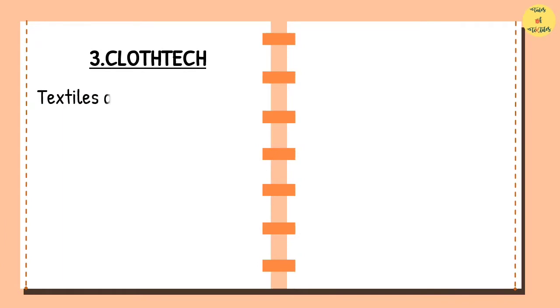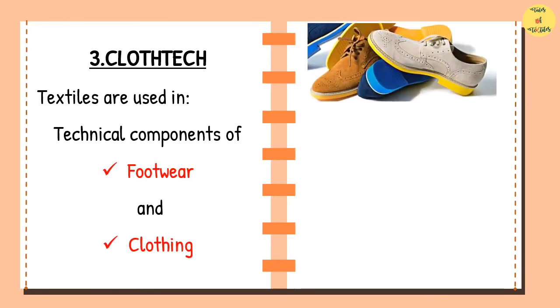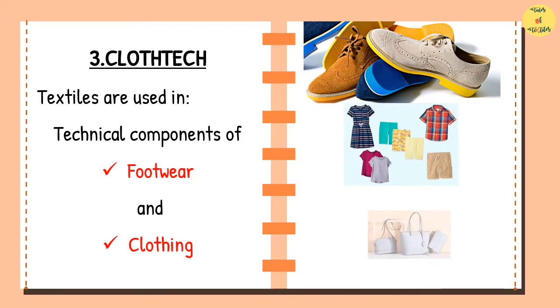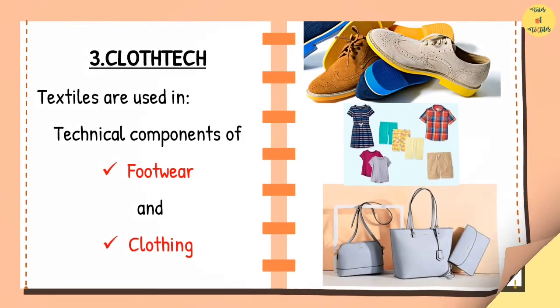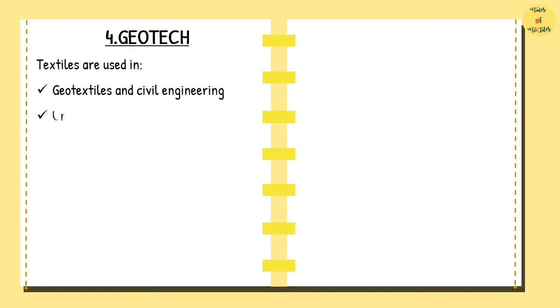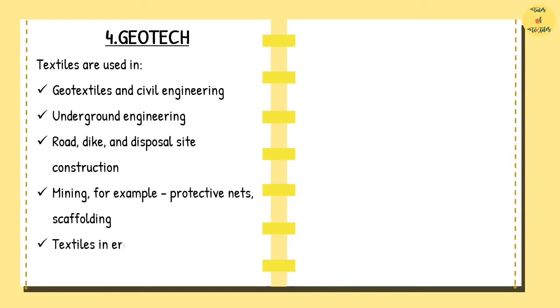Clothtech textiles used in technical components of footwear and clothing. Geotech textiles used in geotextiles and civil engineering, underground engineering, road, dike, and disposal site construction, mining, for example, protective nets, scaffolding, textiles in erosion prevention, shore, and bank reinforcement.